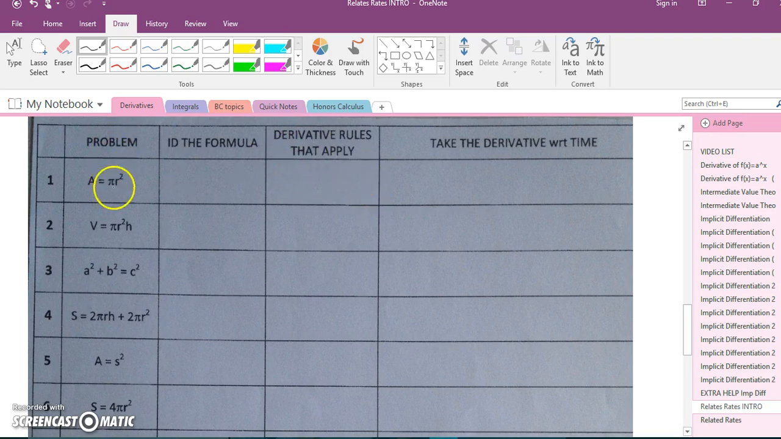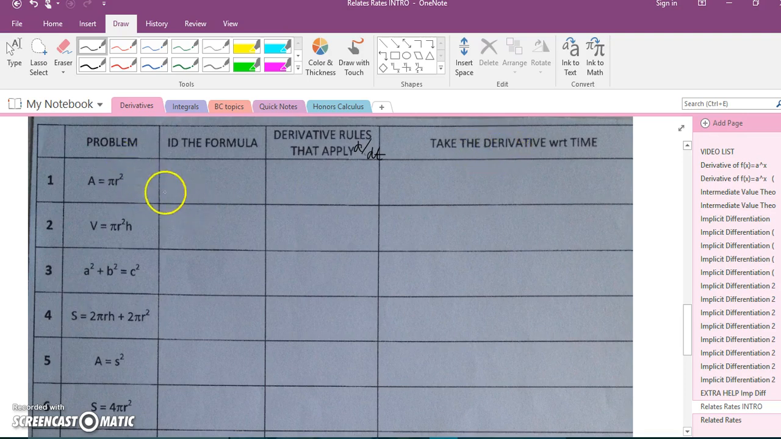So what we're going to do is take formulas. You are going to identify the formula, some geometry review here. You're going to see what derivative rules you use to do the derivative with respect to time. Remember, they're all going to be d/dt. And then you're going to take the derivative with respect to time.